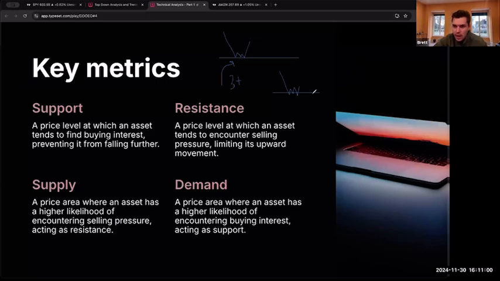Can you just draw a level like that and say that's your level? Well, no, you can't. You're going to have to encapsulate that whole area as a zone and consider that now no longer support, it's just demand. You consider a demand zone, it's just a large area of where buyers may be. So the difference between support and resistance and supply and demand is really nothing. They're basically just zones.